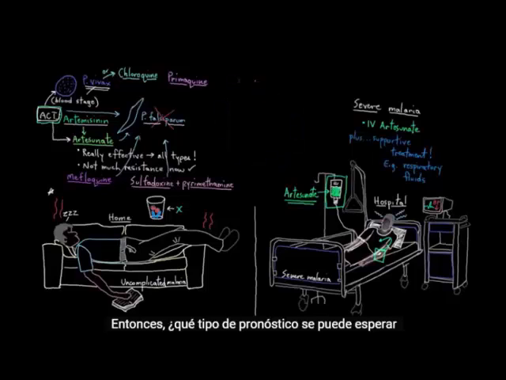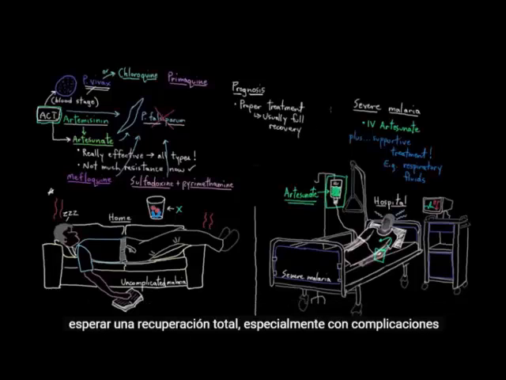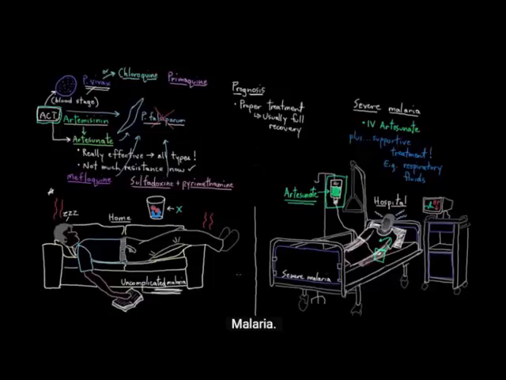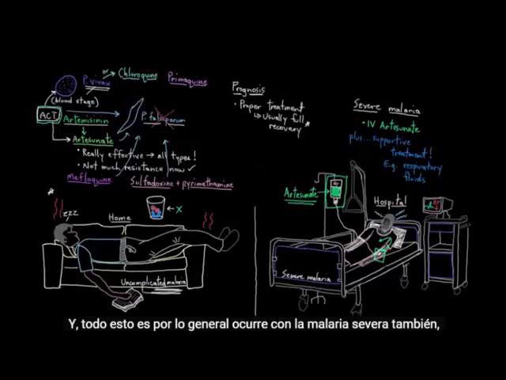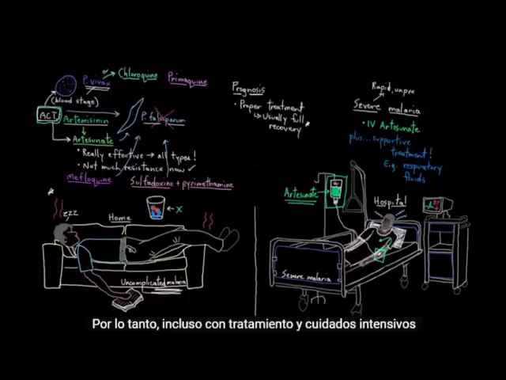So what sort of prognosis can you expect with malaria treatment? Well, if you get proper treatment, then usually you can expect a full recovery, especially with uncomplicated malaria. And this is all usually true with severe malaria too, but it's important to keep in mind that severe malaria can progress really quickly, and it can also be a bit unpredictable. So even with treatment and intensive care, it still often leads to death.